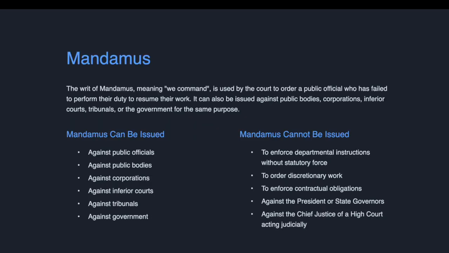Now, the next is mandamus. The writ of mandamus, meaning we command, is used by the court to order a public official who has failed to perform their duty to resume their work. It can also be issued against public bodies, corporations, inferior courts, tribunals, or the government for the same purpose. Mandamus can be issued against public officials, public bodies, corporations, inferior courts, tribunals, government.